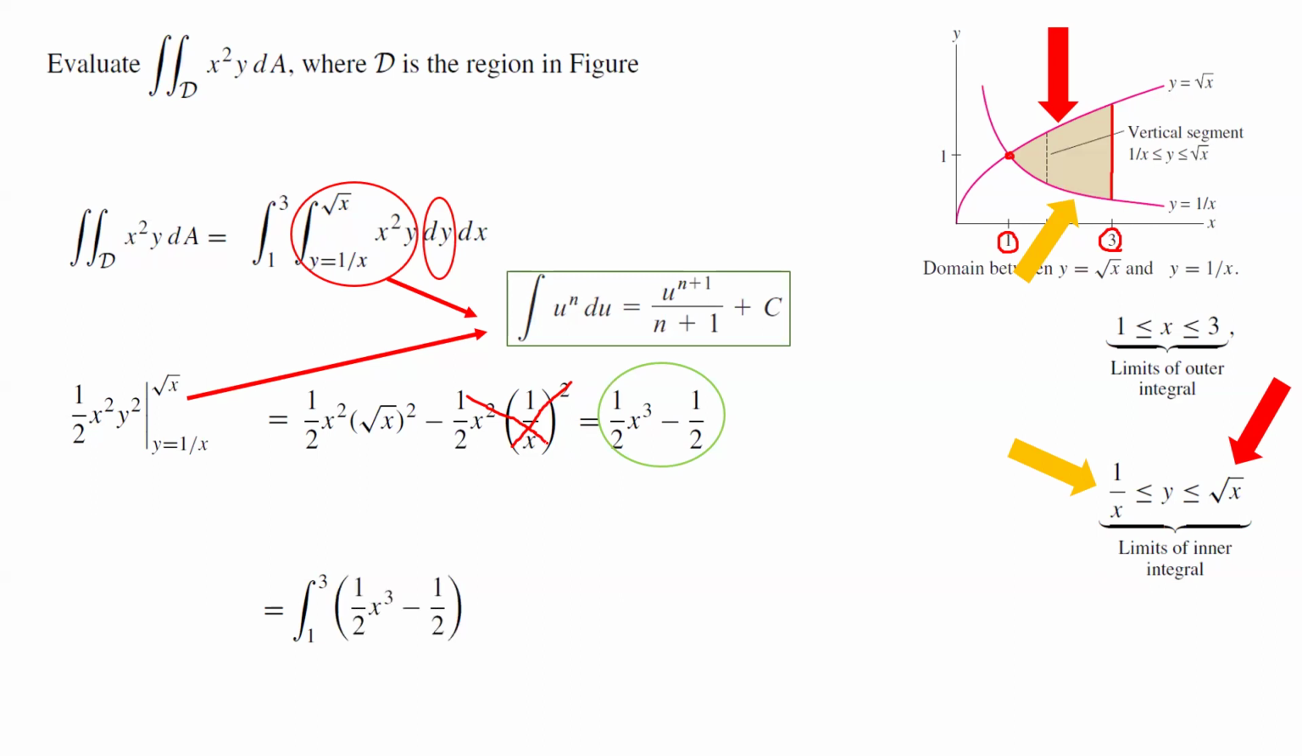Now we're going to calculate the outer integral with respect to x. This is equal to 1 over 8 x to the 4th minus a half x. X is bounded between 1 and 3, which is 69 over 8 minus negative 3 over 8, or 9. So the double integral of this function over the given region is 9. Or you can say that, hey, the volume bounded between x squared y over the following region is 9.